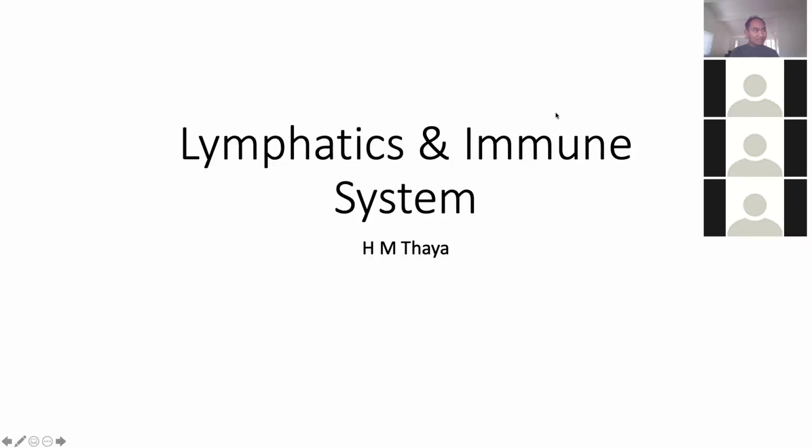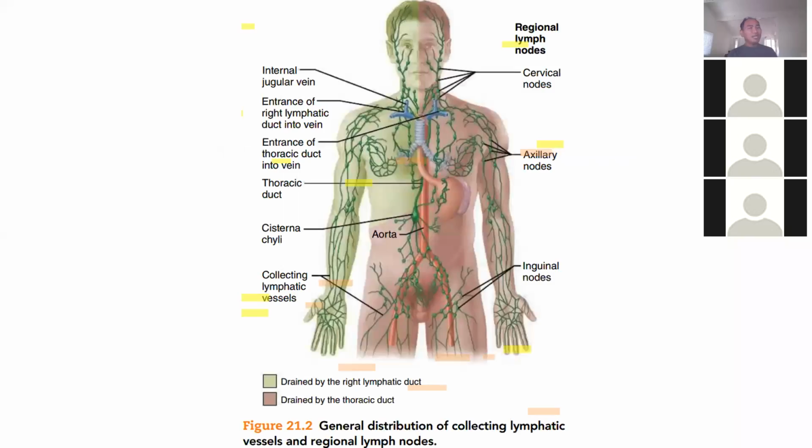So let's start this subject. If you want to remember only one page from this lecture, I want you to take it. What does it mean? If you look at the diagram, the right side of the face, right side of the thorax, and right upper limb are color coded with green. They drain into the venous system, which is different from the rest of the body.